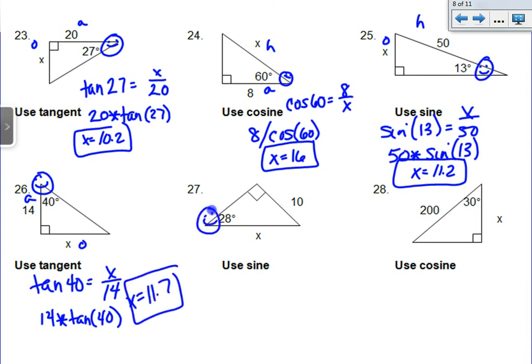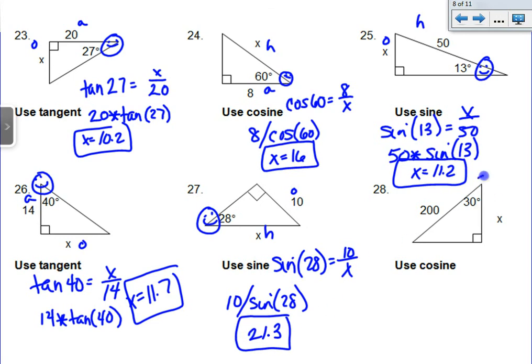Okay, 27, we have to use sine because we have opposite and hypotenuse, and that is the sine function. This time, since the x is in the denominator, you're going to take the leg and divide it by the trig. And that gives us 21.3.